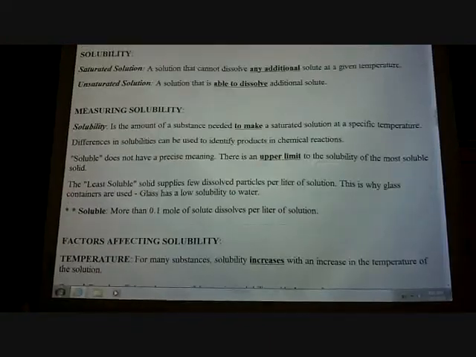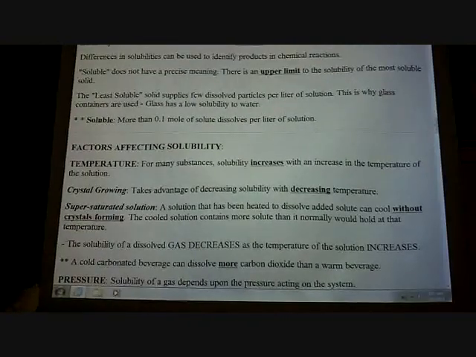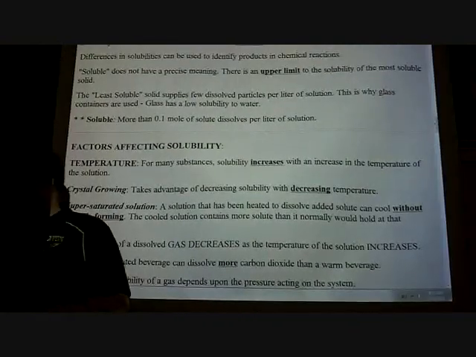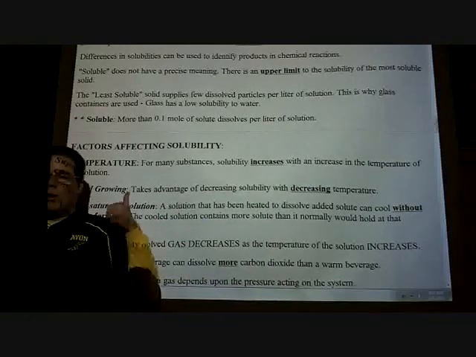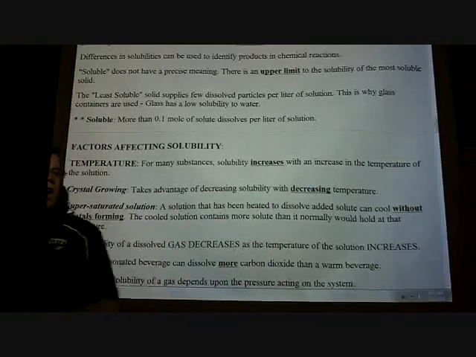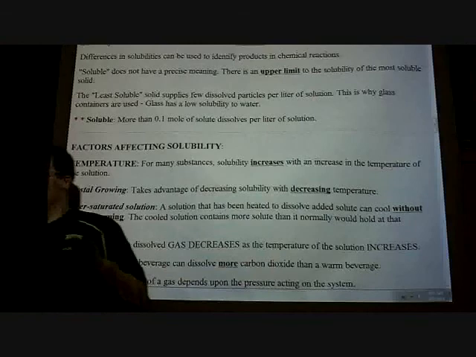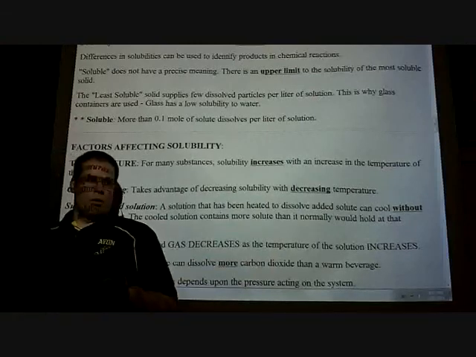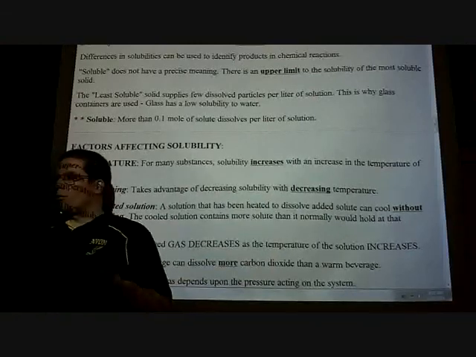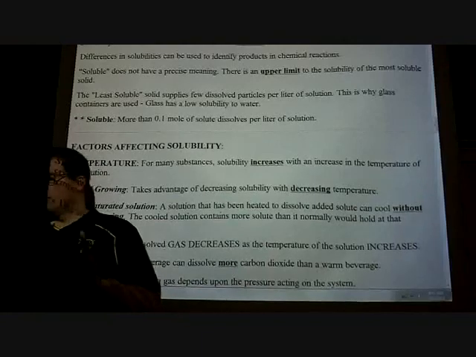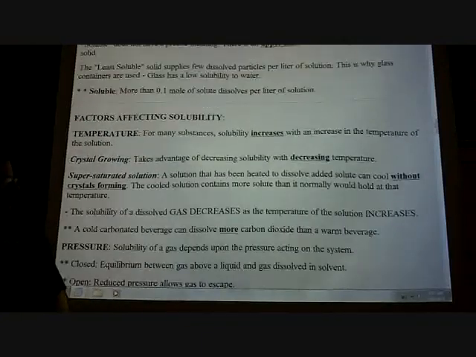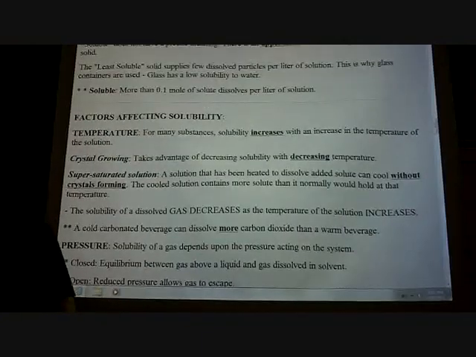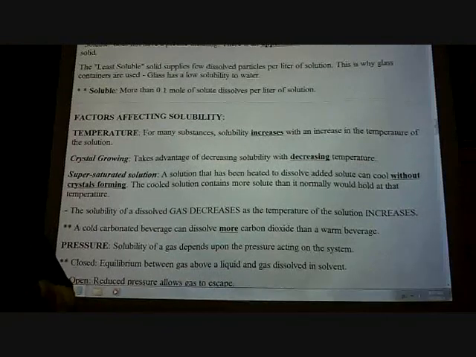Okay, so that's just a term. All right, and we talked a little bit about this already. Some factors that could affect solubility. Temperature. You increase the temperature, you increase the solubility for solids and liquids. That's a reverse for gases. Okay. In other words, I don't think we think about gases very often when we're talking about solubility.